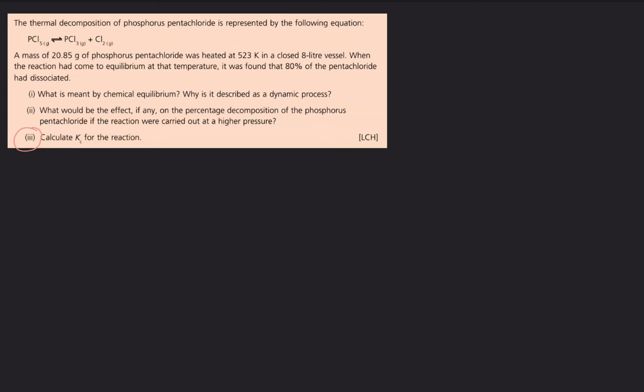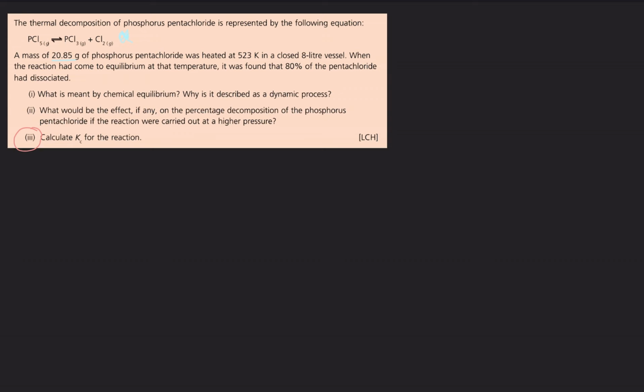Okay, so we're going to talk about chemical equilibrium today. The first thing that we can do is highlight the important sections of the question. The actual equation itself is going to be very important for us, and the mass of whatever we have, any figures we have, usually are the important sections of the question. So go ahead and underline them.